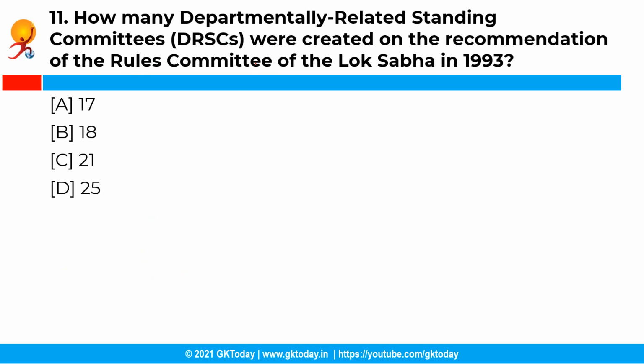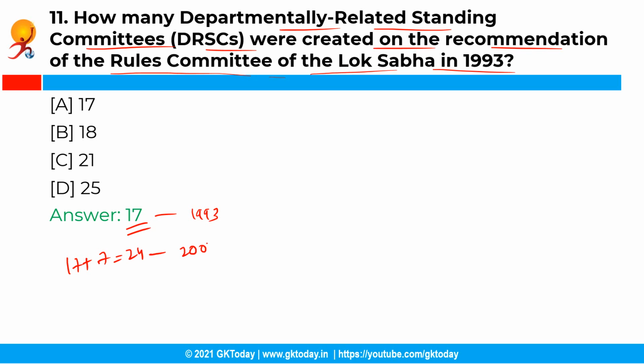Now the next question is, how many departmentally related standing committees were created on the recommendation of the Rules Committee of the Lok Sabha in 1993? So you have the following options and the correct answer is option A, that is 17. So the Rules Committee of the Lok Sabha recommended the creation of 17 departmentally related standing committees in Parliament in 1993. However, in 2004, 7 more such committees were formed, thus increasing their number from 17 to 24.